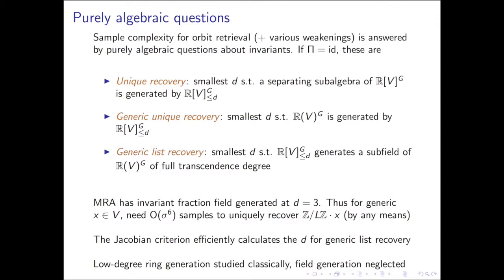Let me remark that this bottom condition, generic list recovery, which maps to the weakest notion of generation that we have here, can be efficiently tested on a computer by the Jacobian criterion. You're just asking when is a polynomial map quasi-finite.